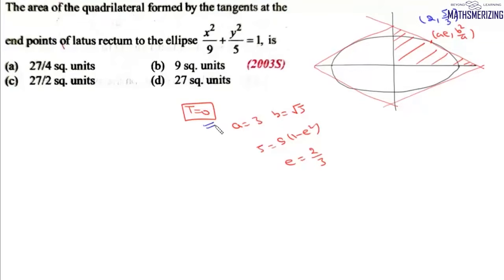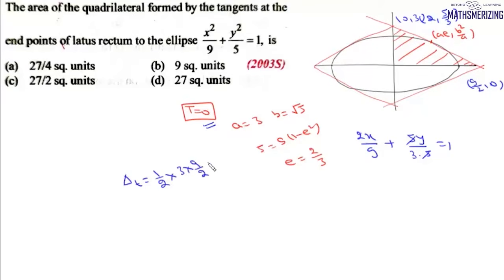Now we'll use T equals to 0 to find the equation of this tangent. So the equation of this tangent will be 2x by 9 plus 5y upon 3 into 5 equals to 1. So here the intercepts are (9 by 2, 0) and (0, 3). So what is the area of this triangle? The area of this small triangle will be 1 by 2 into 3 into 9 by 2. So there will be 27 by 4. Now the area of this quadrilateral will be 4 times the area of this triangle, which is simply 27 square units, and that's your option number D.